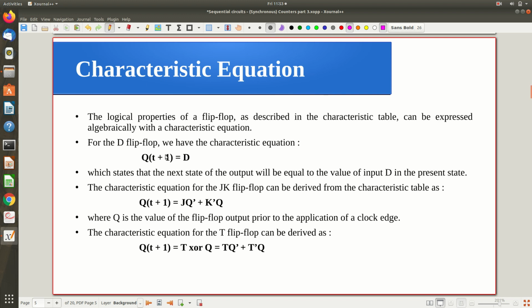Okay, so D is something straightforward, right? At any point, what is the Q output at the T plus 1 clock cycle? It is nothing but the current value of the D input. That's all. So the Q output is nothing but D. So this is straightforward, right?